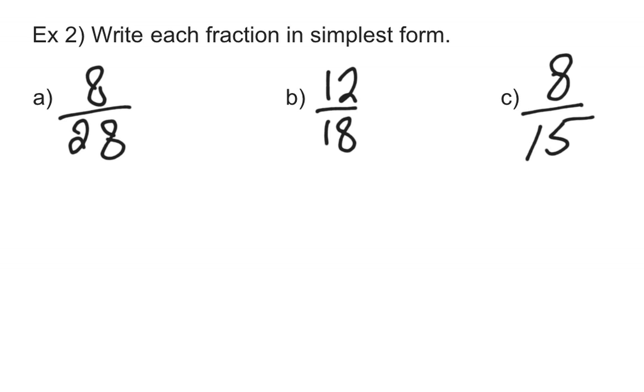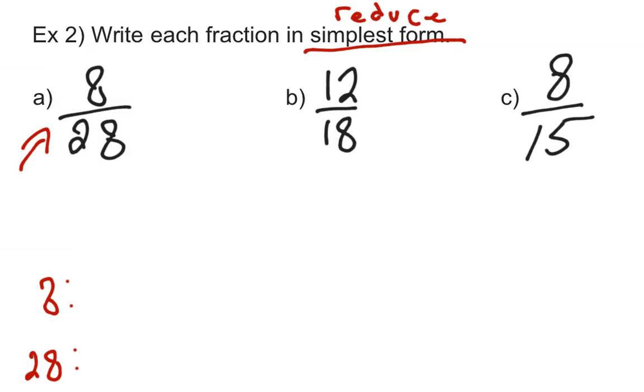Write each fraction in simplest form. And I want to point out here, when it says simplest form, that's something that we need to know. When it says simplest form, that is specifically telling us to reduce it. Simplest form is to make these equivalent fractions, but we want to make them the smallest numbers possible. Now, what the experts in math are going to tell you is that what we should do, if I'm going to do this part A first, 8 over 28, is come up with the greatest common factor.